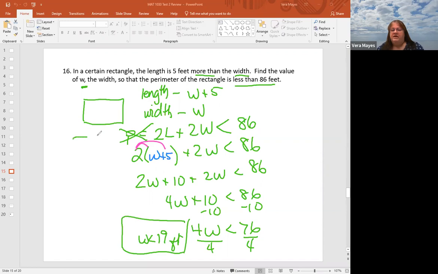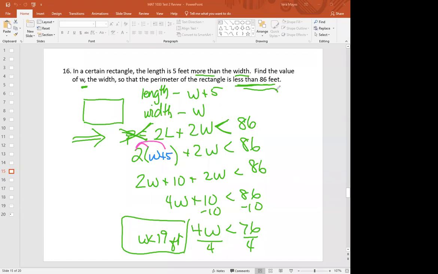So this, I think right here, is probably the tricky step for students. They're like, I know the perimeter formula. I've learned that for a long time, but you're wanting me to get rid of the equal part and set it strictly less than 86. And then go ahead and solve it like the other equations. Did that help? Yes. Thank you. You're welcome.